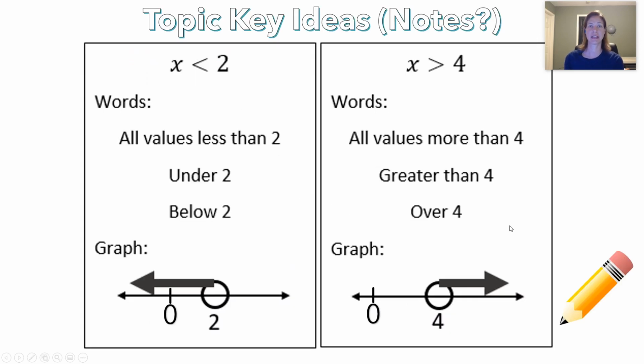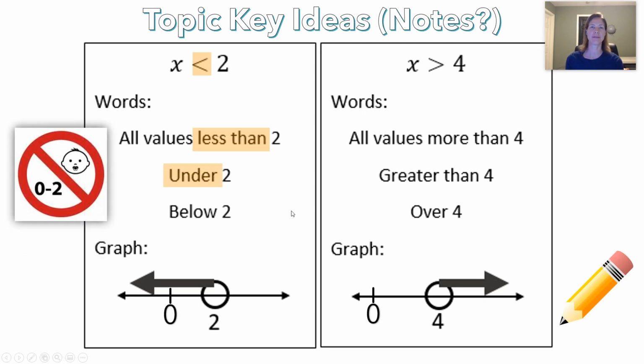So these are going to be the key words that you are expected to know with inequalities and can be represented in various situations. So this symbol can be represented by the word less than. It also represents under. For example, if you are under 2 years old, you should not play with marbles. So that would be a situation. Below 2, you can think of below 2 years old or below 2 feet. And it's going to be on a graph, open circle to the left, because all values that are less than 2 but not equal to 2.